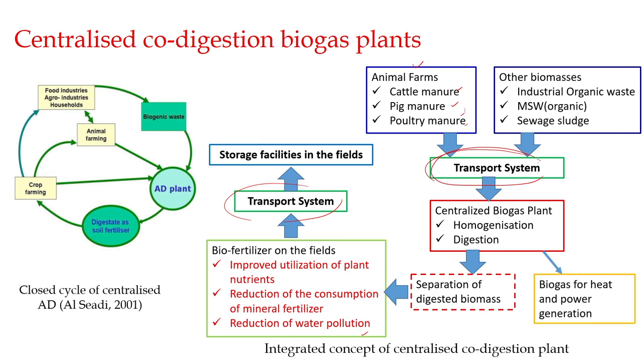And also we can visualize something like this. If we have crop farming, this crop can be given to animal farming, and some of the crops may be directly used in the food industries. And this animal farming will generate dung that can be used in the anaerobic digestion plant. And also we can use the products in the food industries, say for example milk from cows, we can use it for other applications. And then the waste generated in the industries, we can consider as biogenic waste, and we can use it in an anaerobic digestion plant. And from there we can produce gas and then fertilizer. So this gas can also be used for other applications. So this is something like a closed cycle of a centralized anaerobic digestion plant.